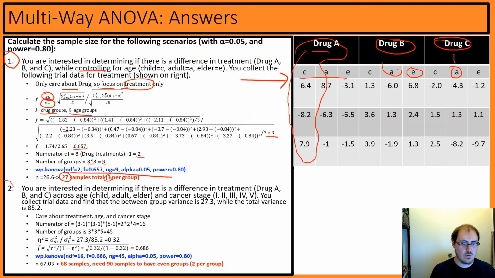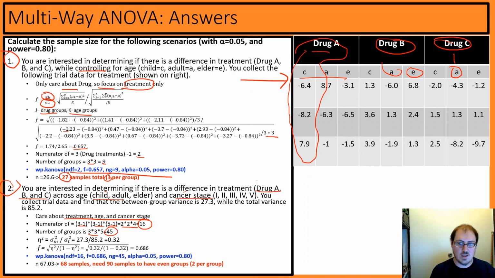For question 2, we're again looking at these things. We've seen this kind of thing before, looking at drugs, age, and cancer stage, and then we get some trial data. So it looks like we actually care about everything. Our 3 categories are treatment, age, and cancer stage. Therefore our numerator degrees of freedom, since we had 3, 3, and 5, is 3 minus 1, 3 minus 1, 5 minus 1, so 2 times 2 times 4 is 16. And then our number of groups is just 3 times 3 times 5 equals 45.